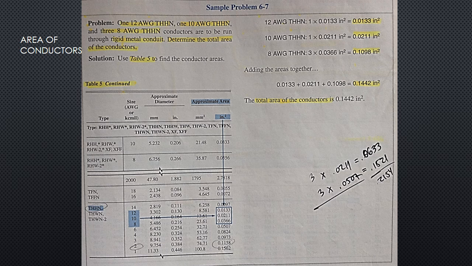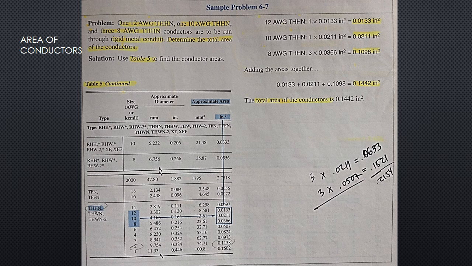To go through sample problem 6-7: 1 12 AWG THHN, 1 10 AWG THHN, and 3 8 AWG THHN conductors are to be run through rigid metal conduit, RMC. Determine the total area for the conductors. For this, you use Table 5 to find the conductor areas. You can see those highlighted.